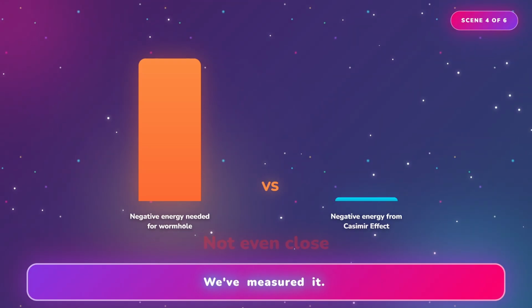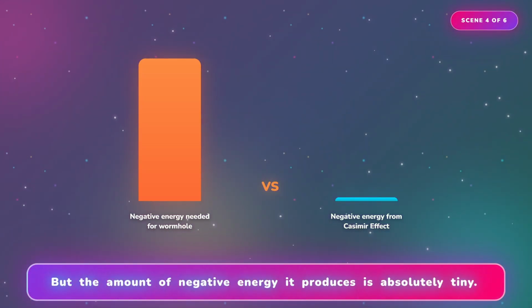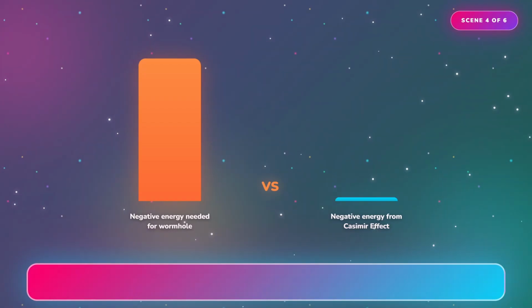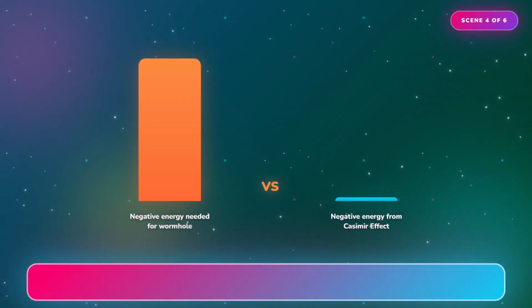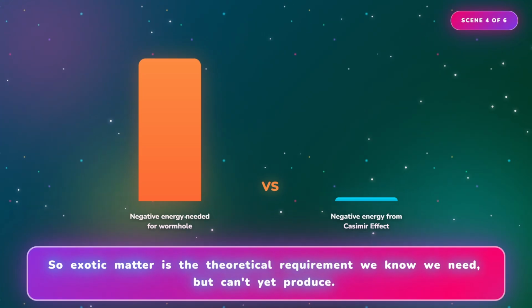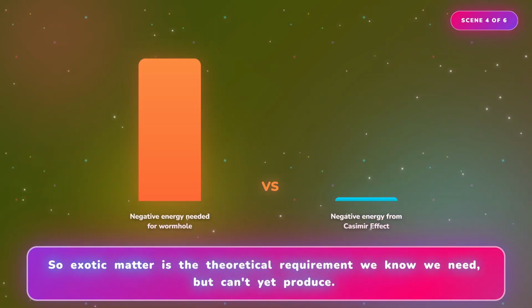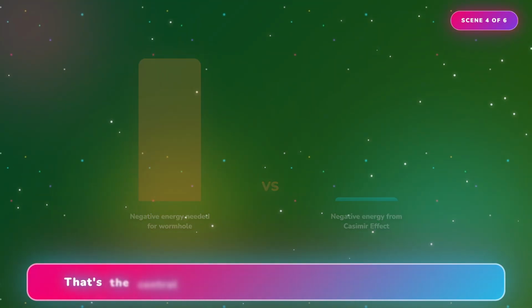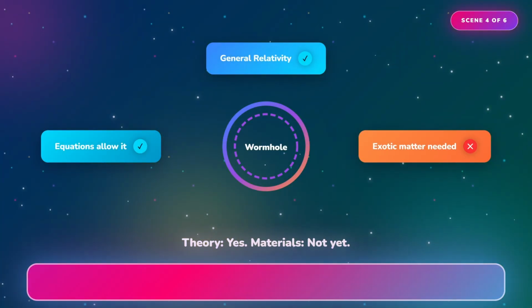We've measured it. But the amount of negative energy it produces is absolutely tiny. Far too small to hold open a wormhole. So exotic matter is the theoretical requirement we know we need, but can't yet produce. That's the central engineering challenge of wormhole physics.